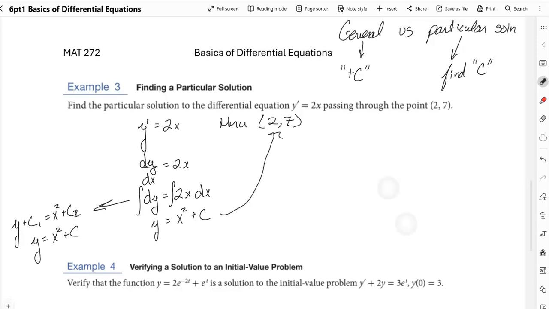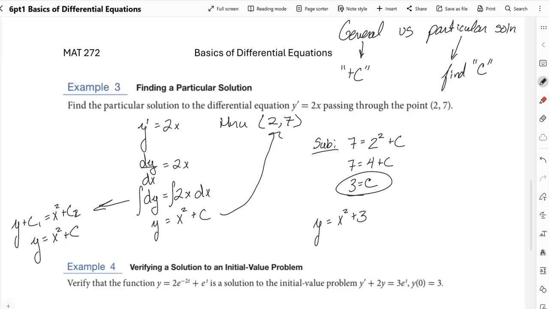We want to go through this point. So we're going to substitute in what we know. We know when x is 2, y is 7. So 7 equals 2 squared plus c. And we can see that c is going to be equal to 3. So we're looking at the equation y equals x squared plus 3. So let's go to Desmos so we can see what's going on here.